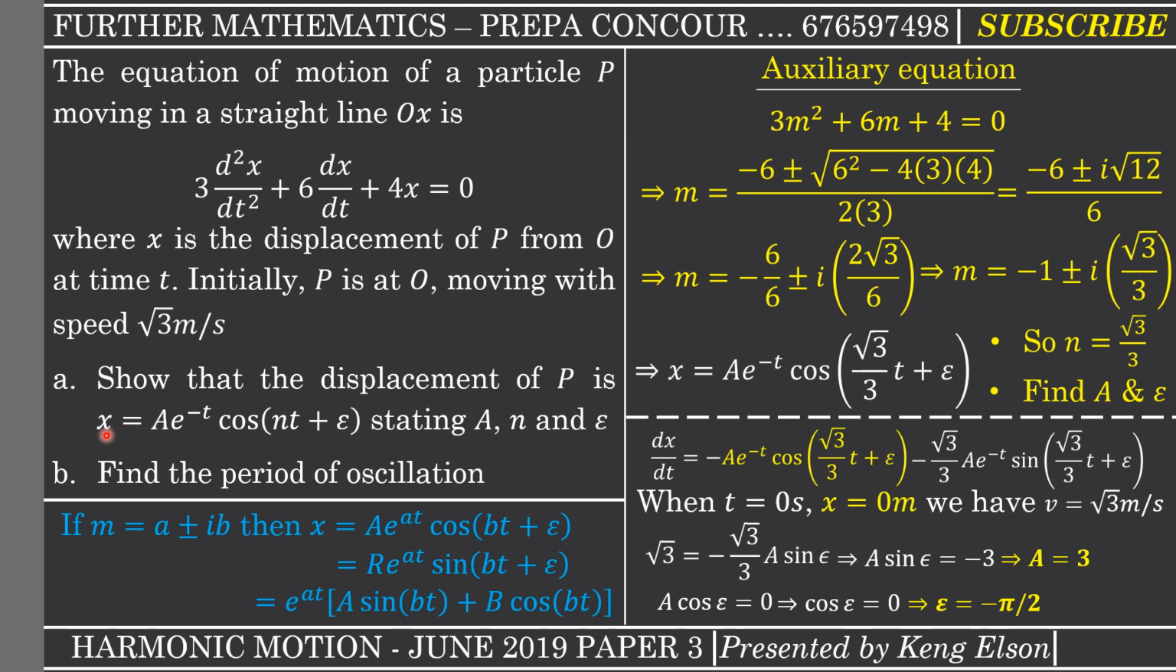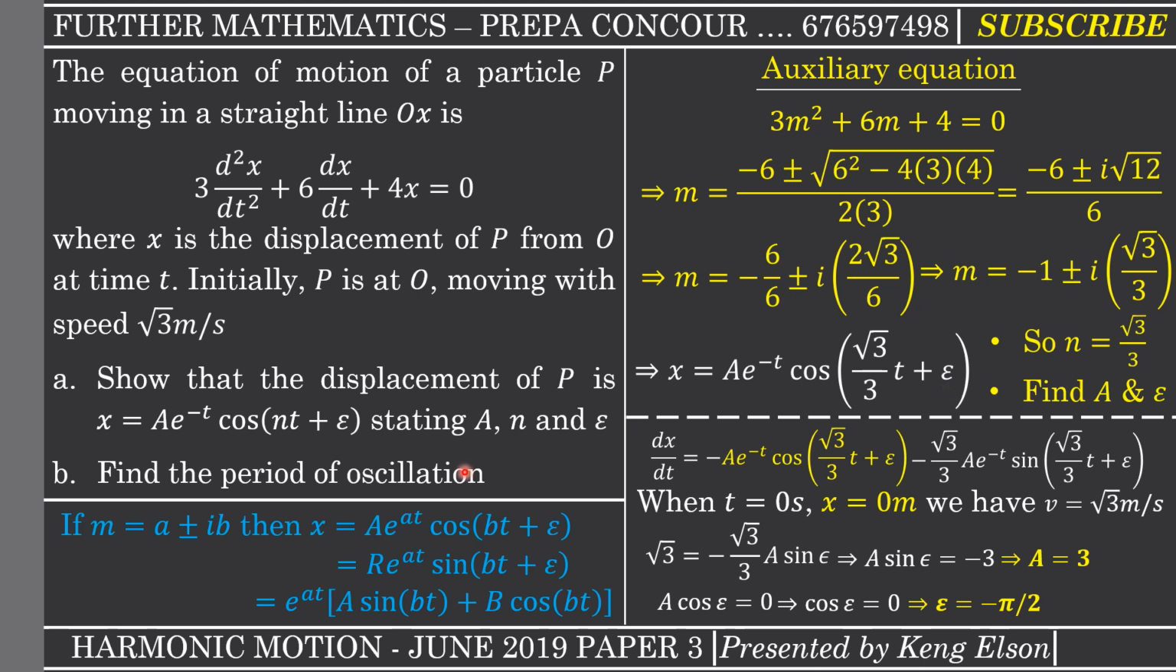So if I choose epsilon to be negative, then my x will be equal to 3 e to the t cosine of root 3 on 3 t, we are replacing here, then minus pi over 2. But if my epsilon is positive pi over 2, it therefore means that my a here will be negative. So x will be equal to negative 3 e to the t, the cosine of all of this, then plus pi over 2. So it all depends on your choice. Any choice, you are still correct.